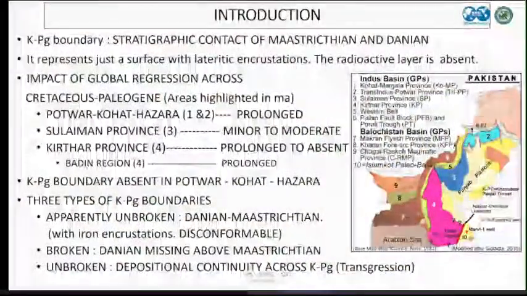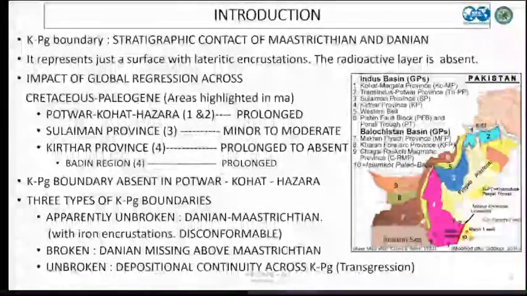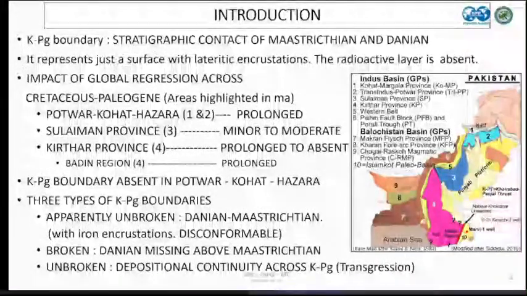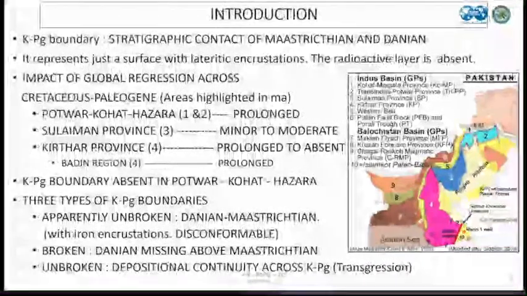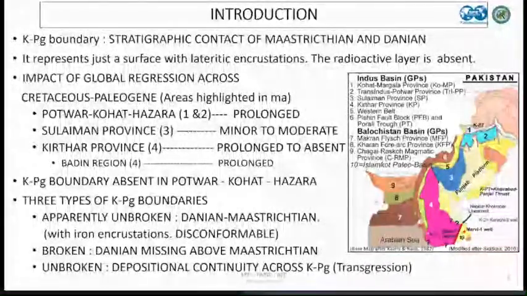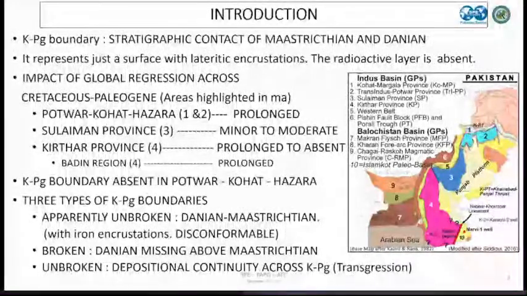As per the definition, the stratigraphic contact between the Maastrichtian and the Danian rocks represents the Cretaceous-Paleogene boundary. The radioactive layer associated with the KPG boundary in many places is most probably absent in Pakistan. Here, it is just a surface with iron incrustations.